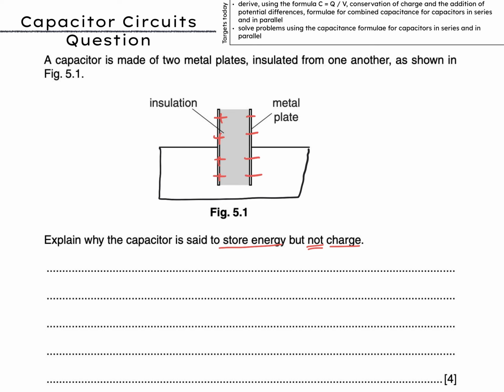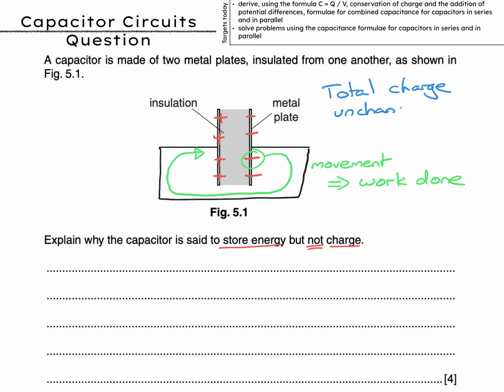If I take a charge, move it round the circuit like this, and put it on the other plate, I'm doing work to move the charge, and the capacitor still has 0 total charge. Move another one, I'm doing work again, but the total charge is unchanged. It's that idea that we are doing work to move the charge that most people miss out on. So let's summarize that.